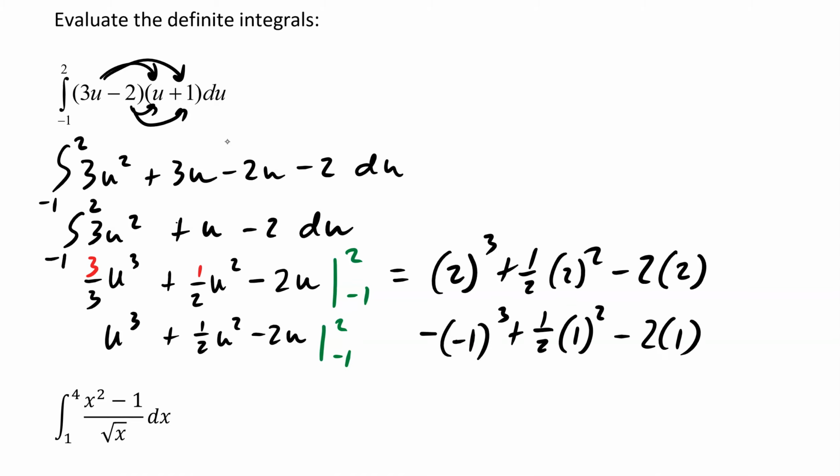But what you do have to do is make sure you put this one in brackets, and then make sure that you also plug in the number correctly. So it should say negative 1, negative 1, negative 1. Now we can just plug them in our calculator.